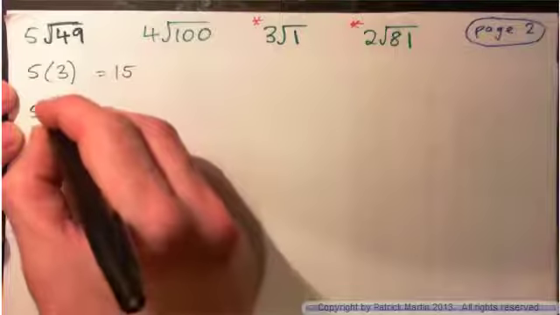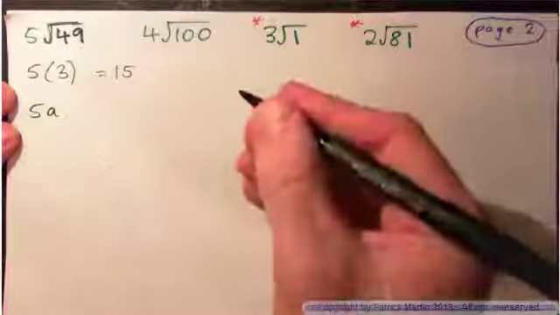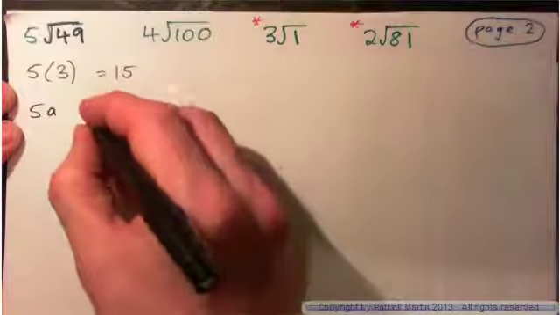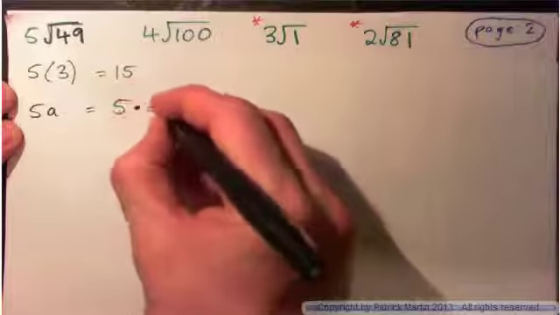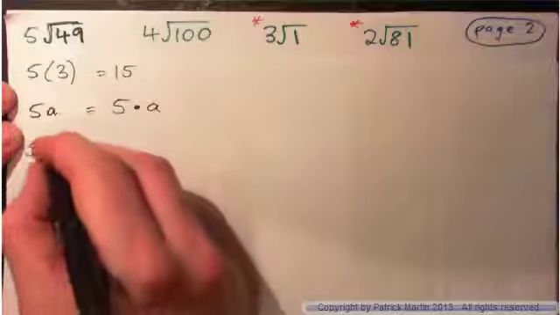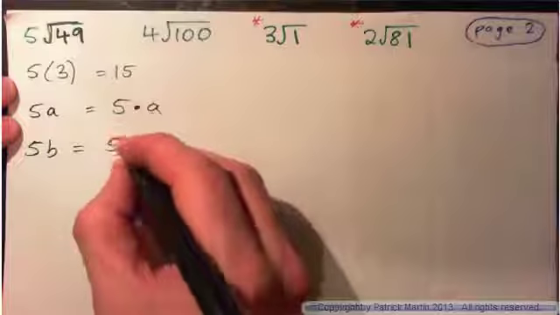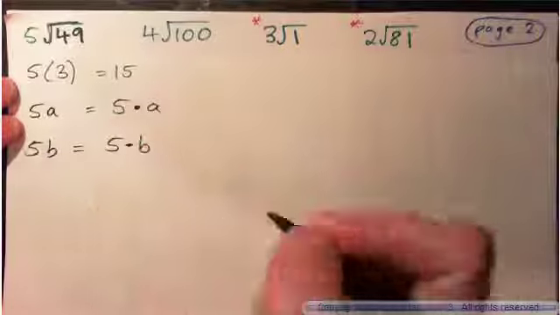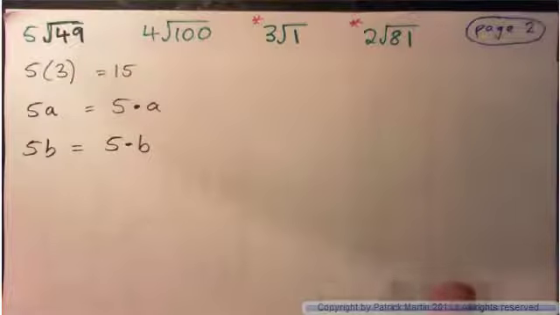Or if you just went 5a, you would be saying 5 apples, which is the same thing as 5 times an apple. Or if you had 5b, that would mean 5 times a banana, right? 5 bananas is the same thing as 5 times a banana. There are 5 times a banana on the table. That's another way of saying there are 5 bananas on the table, right?